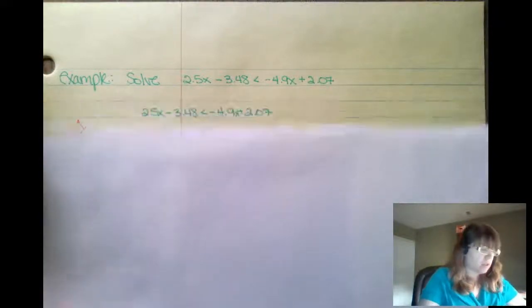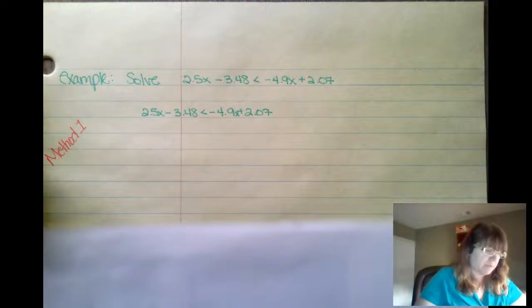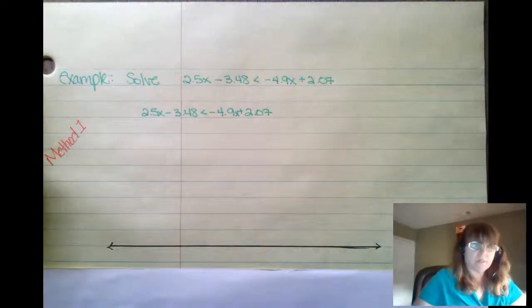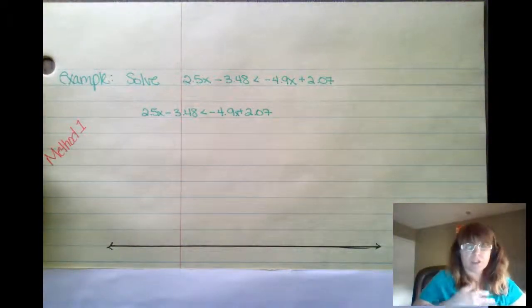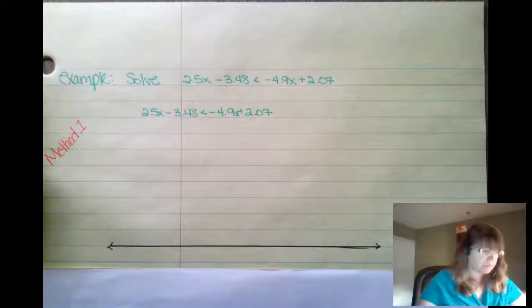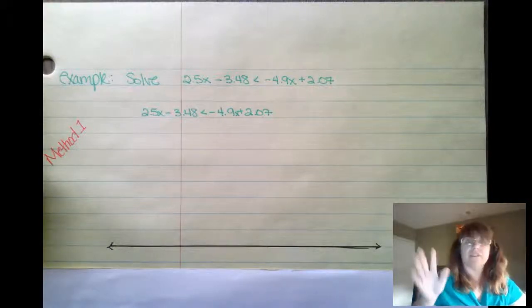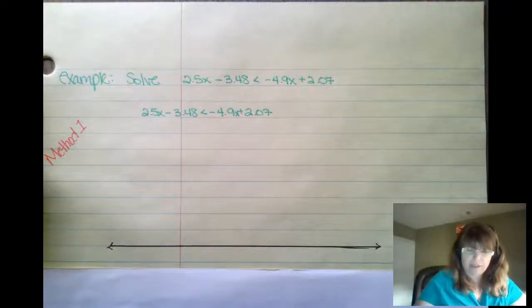2.5x minus 3.48 is less than negative 4.9x plus 2.07. So there are two methods of solving items with decimals. The first way, I'm just going to run through with the decimals. So what I want is all the variables on one side of the inequality, all the constants on the other.